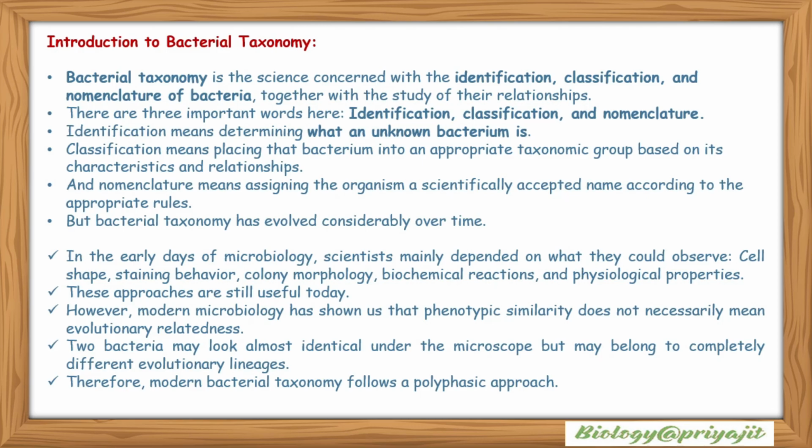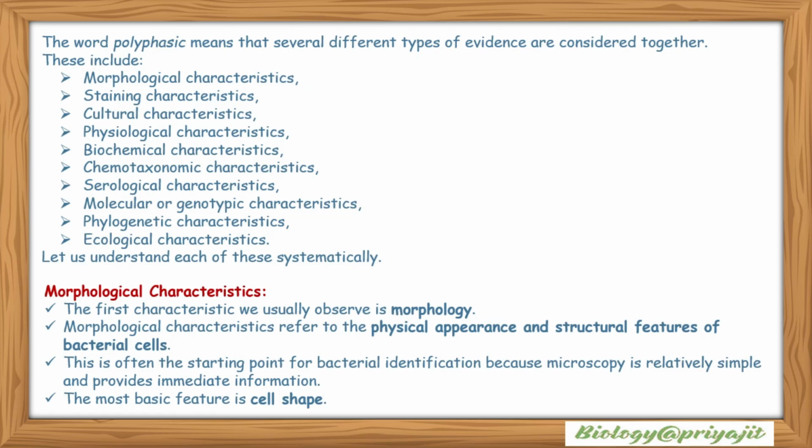Therefore, modern bacterial taxonomy follows a polyphasic approach. What is the polyphasic approach? Poly means many, and phasic means characteristics or phases. So polyphasic means that several different types of evidence are considered together in bacterial taxonomy, such as morphological characteristics, staining characteristics, cultural characteristics, physiological characteristics, biochemical characters, chemotaxonomic characteristics, serological parameters, molecular or genotypic features, phylogenetic characteristics, and ecological characteristics. So let us understand each of these systematically.